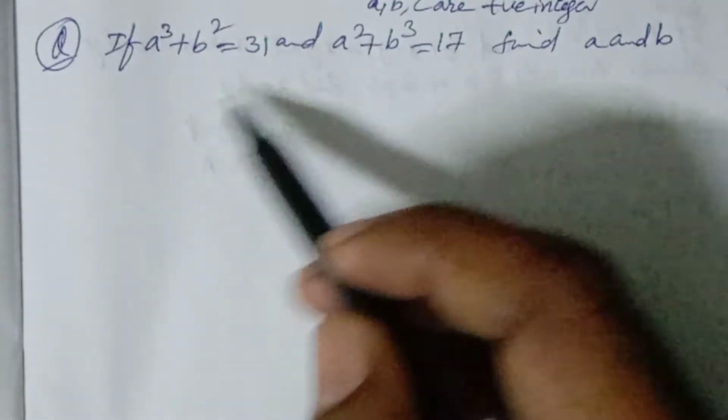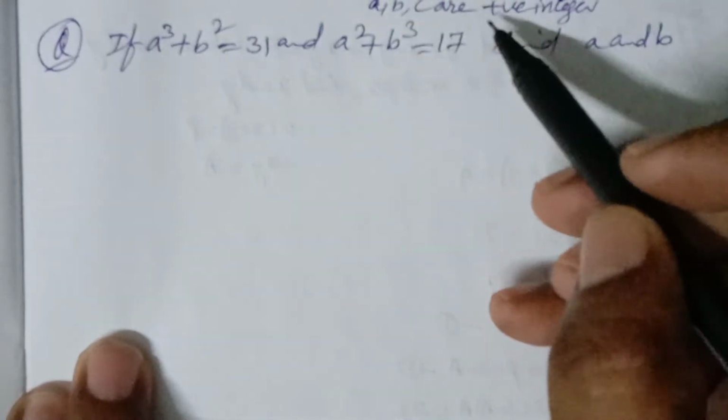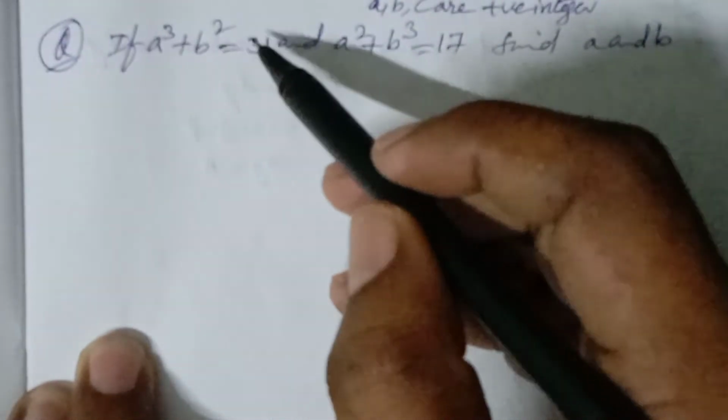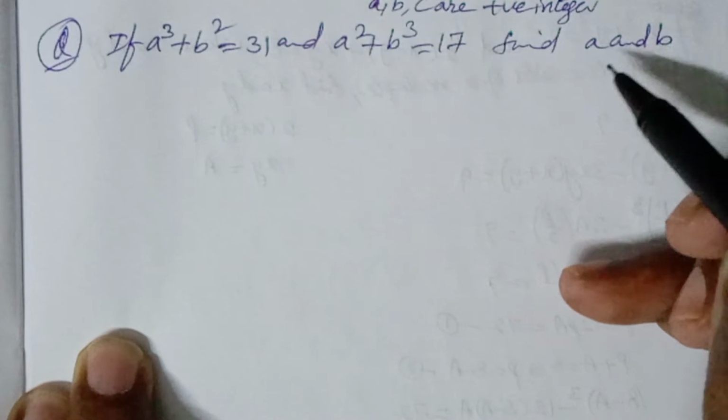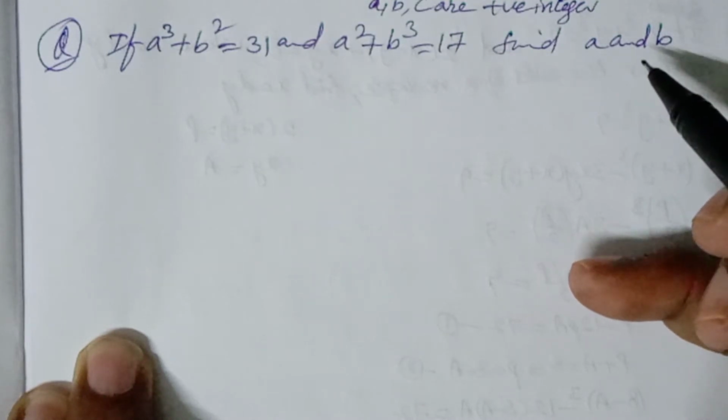Good morning, children. So a, b, c are positive integers. If a cube plus b square is equal to 31 and a square plus b cube is equal to 17, find a and b value.